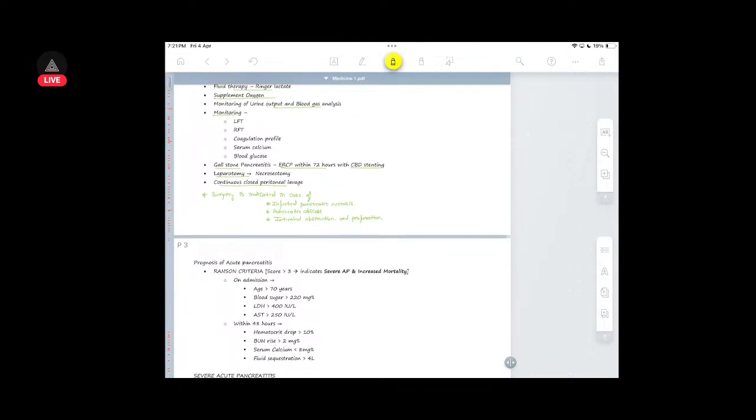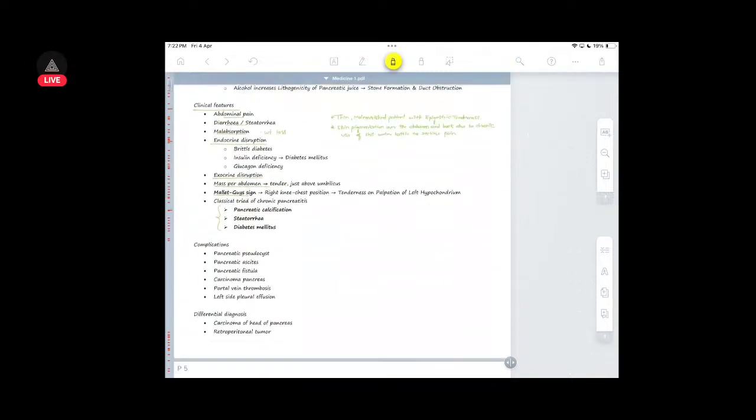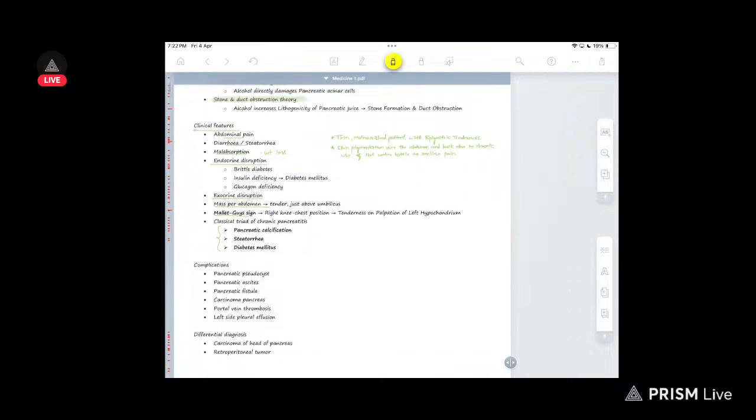You have to monitor the urine output, blood gas analysis, RFT, LFT, coagulation profile, serum calcium, and blood glucose. For gallbladder pancreatitis, you have to do ERCP within 72 hours with common bile duct stenting. For laparotomy, you do necrosectomy and continuous peritoneal lavage. Am I clear?